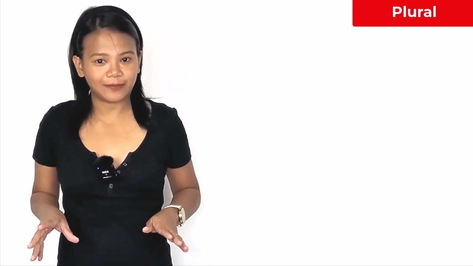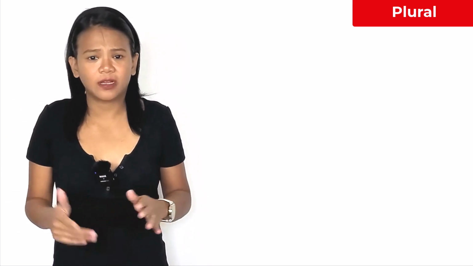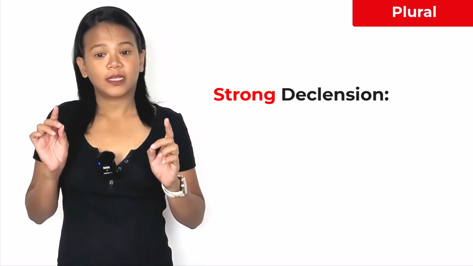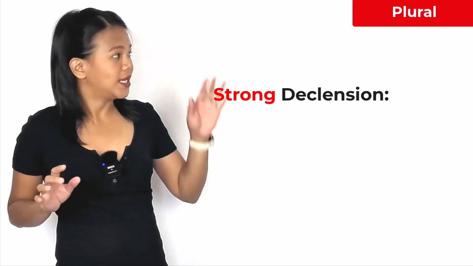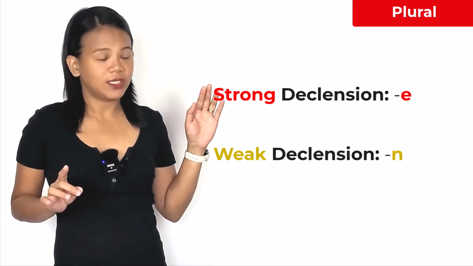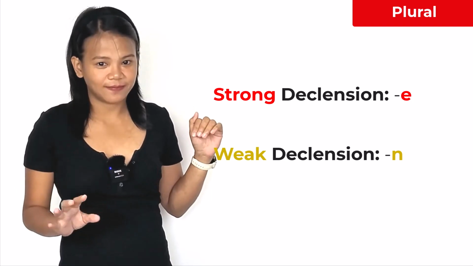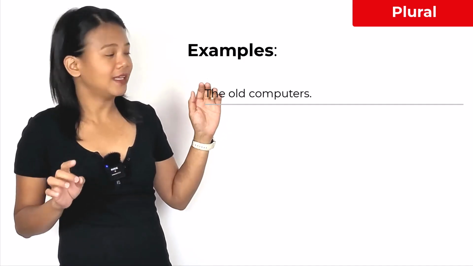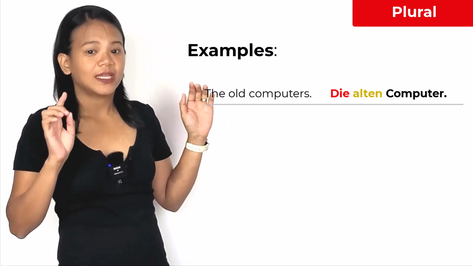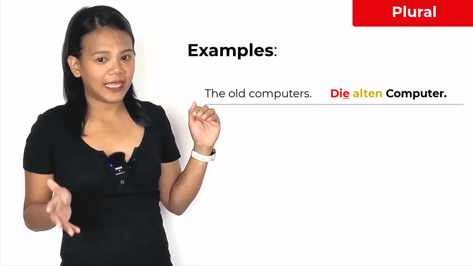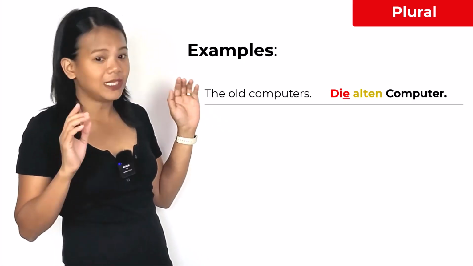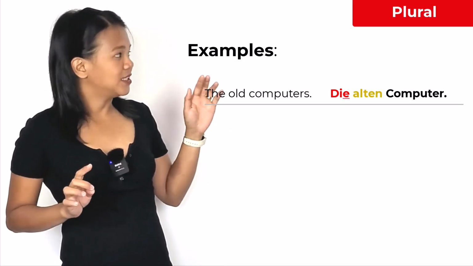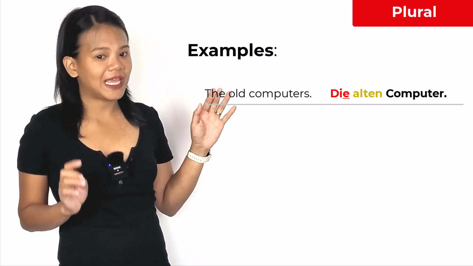In plural, everything follows the same rules, no matter if you're using the definite article, the indefinite article, demonstratives, or possessive pronouns. The strong declension ends with E, and the weak declension ends with N for adjectives. Let us have examples. The old computers is die alten Computer. The article die ends with E, which shows the strong declension in plural, and the adjective alt ends with N.